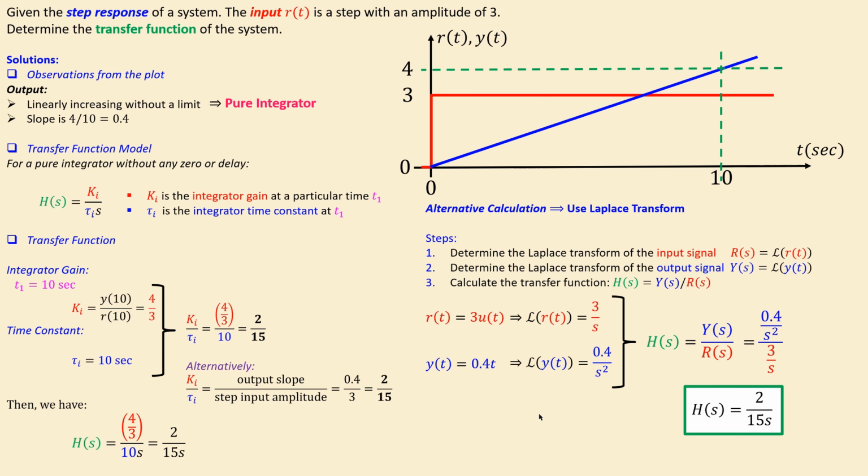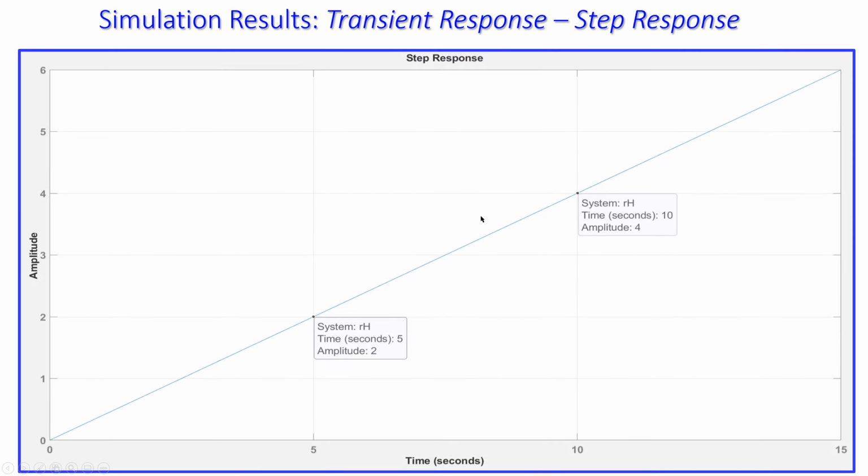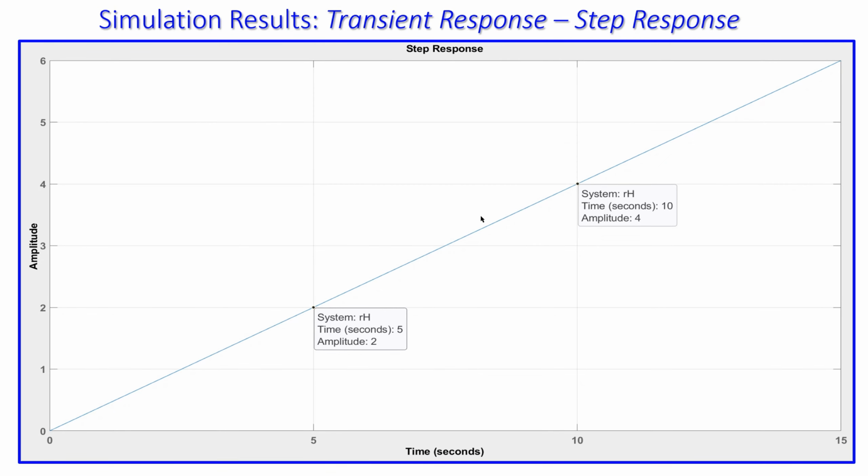So let's look at the simulation results to verify this, and then we will see what we have. So let's jump to the simulations. First we will begin with the transfer response, and in particular the step response. In this case the step input is 3. That's why we have for the system RH, that R is actually the input of 3 and H is actually the actual system.